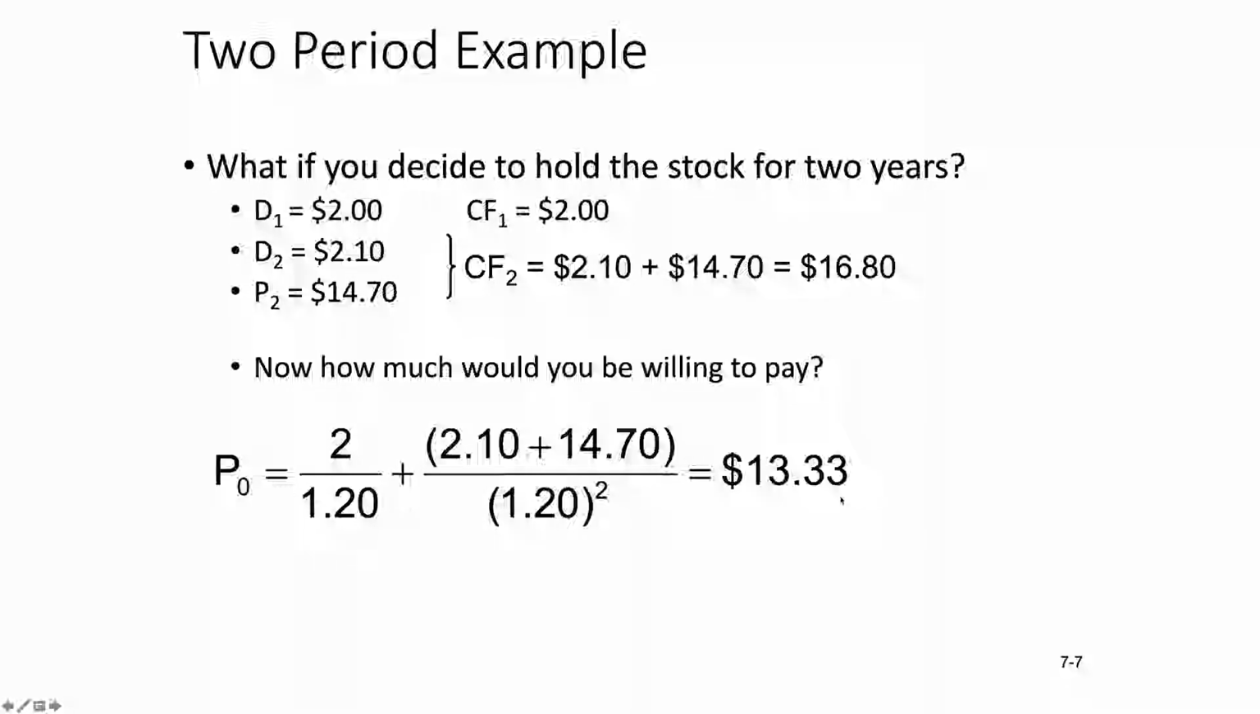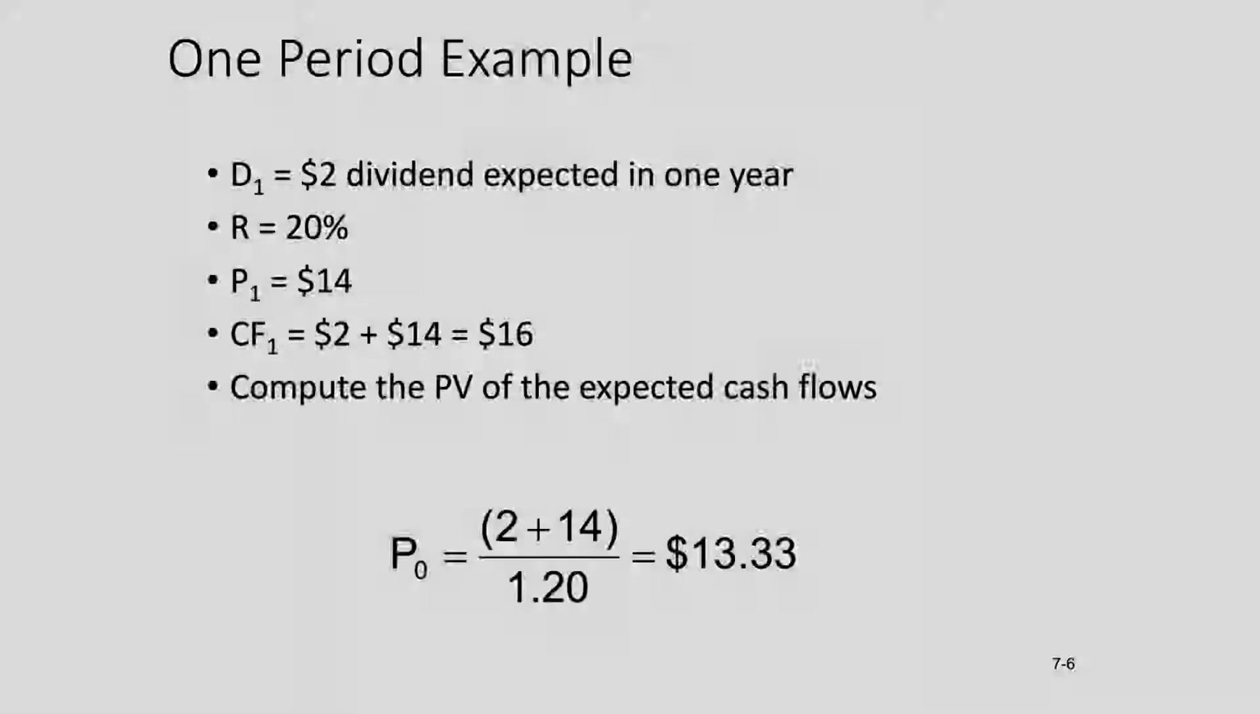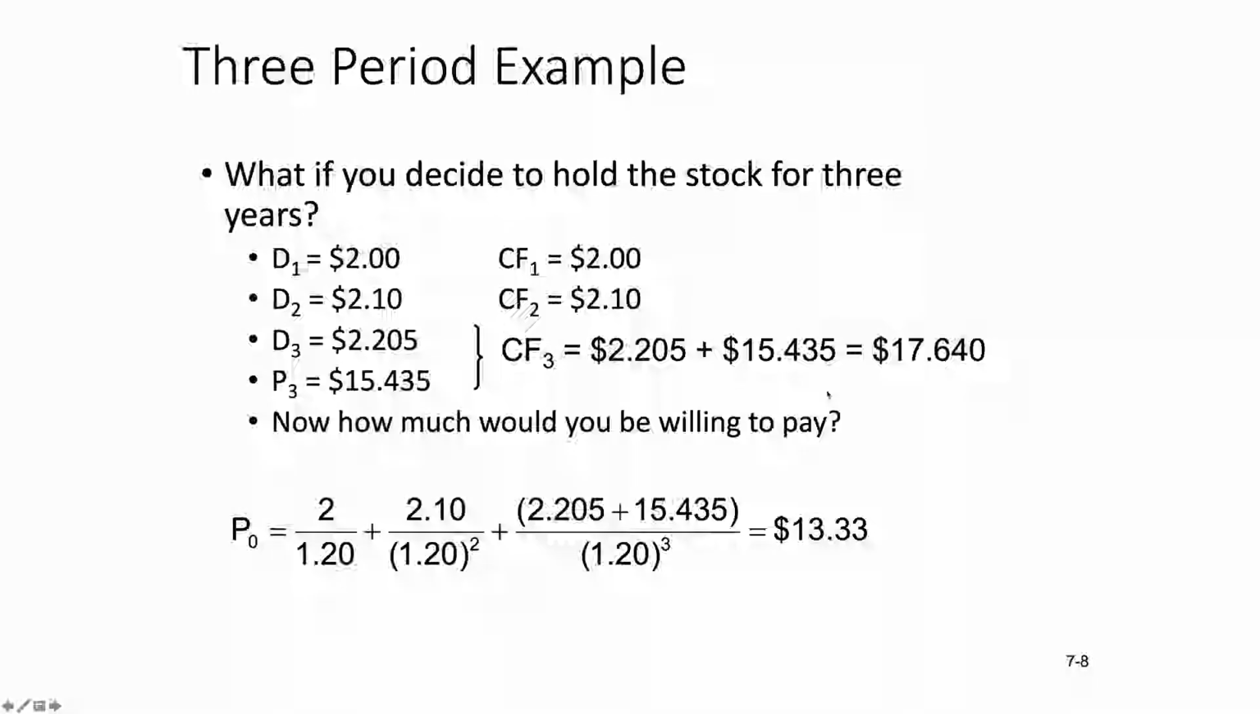So you basically now from 1 period, we expanded to 2 periods, and we can expand to 3 periods. You're not going to set a stop. You'll keep on for 3 years. In 3 years, for example, the dividend first year is $2. Second year dividend you receive 2.1. The third year 2.205. Plus the selling price 15.435.